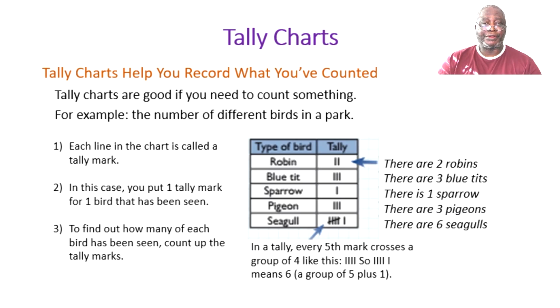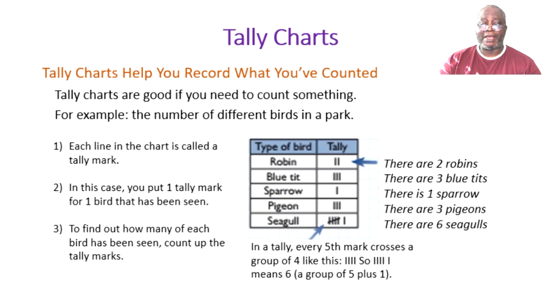Each line in the chart is called a tally mark. If you look at the chart in front of us now, you can put one tally mark for one bird that has been seen and counted. To find out how many of each bird has been seen, you count up the tally marks. So you can see that you have to do some groundwork, some preparation, before you can successfully do a tally chart.